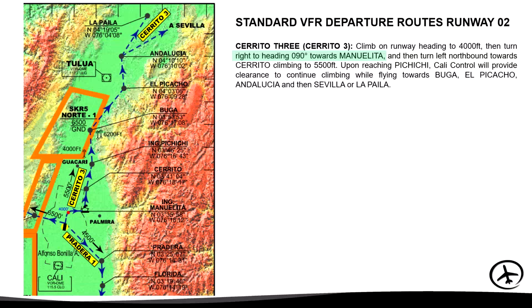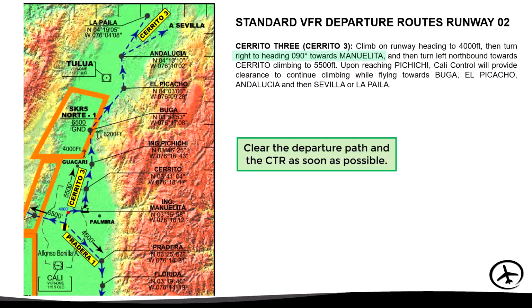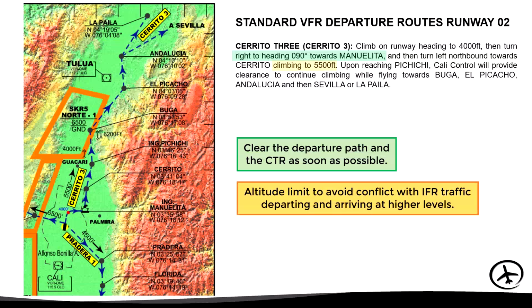So as we can see in the chart, this initial right turn is most likely intended to clear the departure path and the CTR as soon as possible, so as not to interfere with other IFR traffic departing. Then, we have to make a left turn northbound towards a town called Cerrito, while climbing to 5,500 feet, which in this case is the altitude limit to avoid conflict with IFR traffic departing and arriving at higher levels.